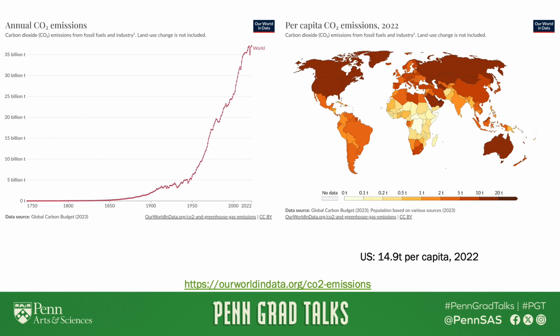Look at these two graphs. The graph on the left shows that we are increasingly emitting more CO2 year by year, to over 35 billion tons in 2022. And if you look at the map on the right-hand side, it shows the CO2 emissions per capita. You can see that many countries are in dark red color, which means they are emitting a lot more per capita. And for the US, this number is 14.9 tons per capita in 2022.